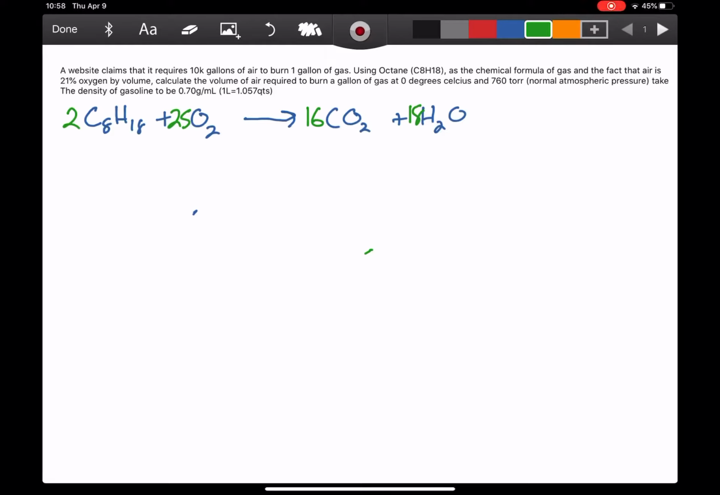Chemist, and today we're going to look at a problem that I consider to be one of the more difficult chemical calculations problems. We are given a volume of a reactant, in this case gasoline. We are asked to find the volume of air required to burn it.